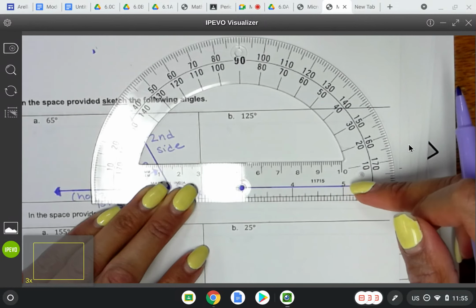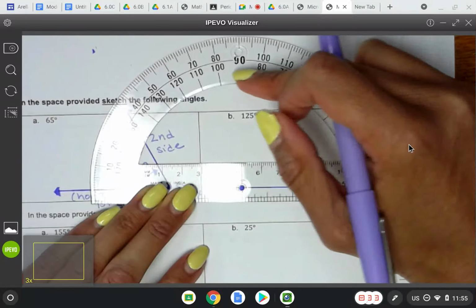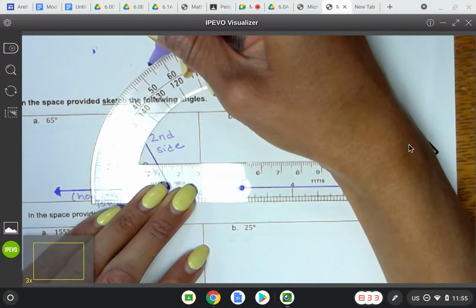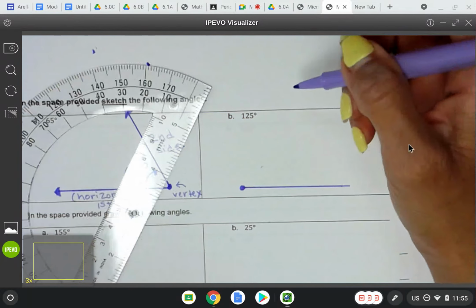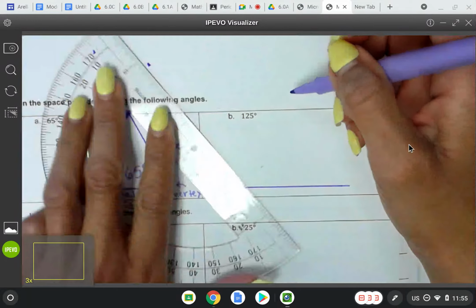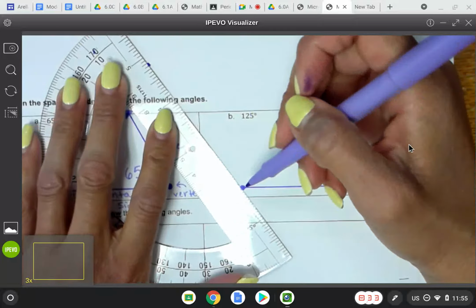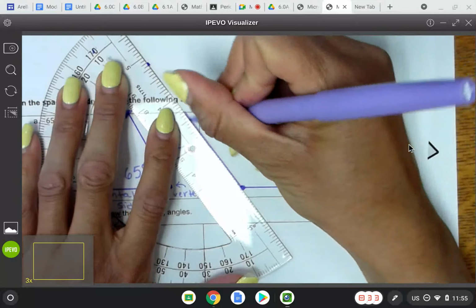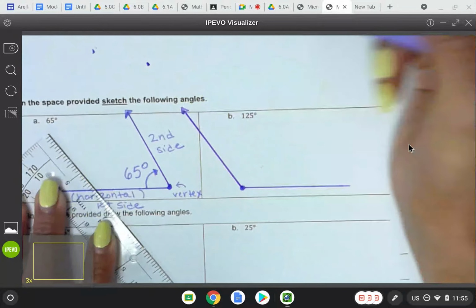So for 125 degrees, we're going to use the bottom row and go all the way to 125. So there's 120, and 125 would be 5 units after that. And now I'm going to take my vertex and line it up with that mark. And anything along this path is going to form a 125 degree angle with the other side. So I don't have to go all the way to that mark. That mark is just to help me indicate where 125 degrees would be.